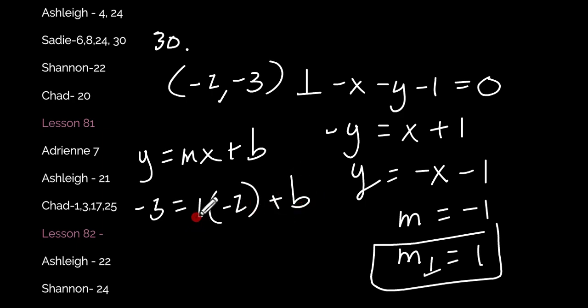And so we're going to get b equals -1. Right, that's -2, so b equals -1, and then you do y equals the new m, the perpendicular m, which is 1x minus 1. Boy, it looks really similar, doesn't it?